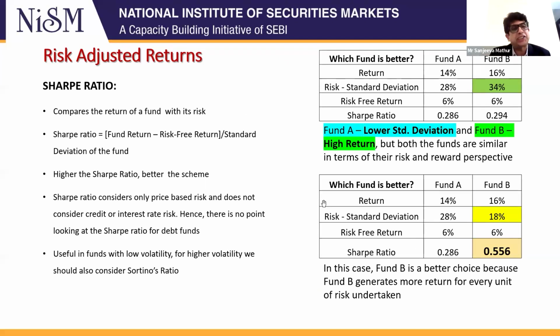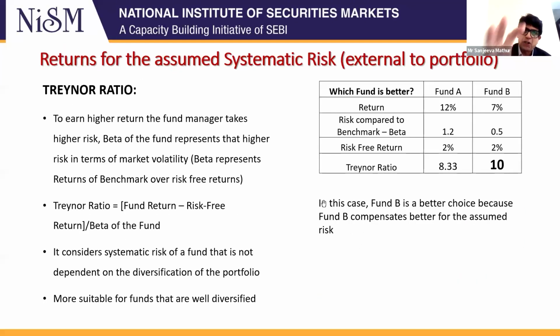In Sharpe ratio, we consider the standard deviation. In Sortino, we consider negative standard deviation. In Treynor, we consider the beta because it gives you a wider spectrum. It considers the systematic risk of the fund that is not dependent on the diversity of the portfolio. Most of the time, investors are well diversified.